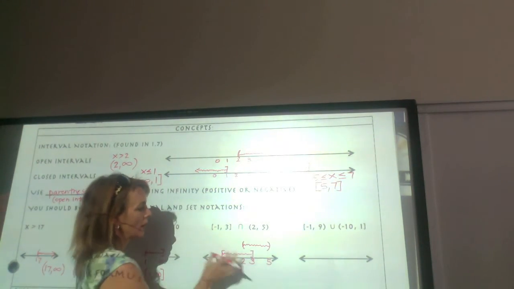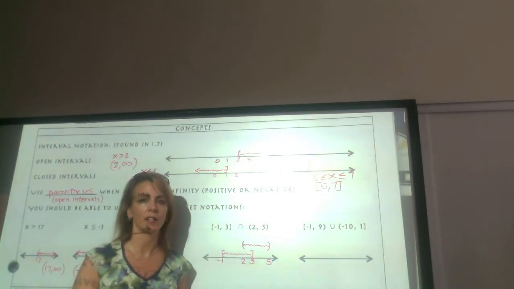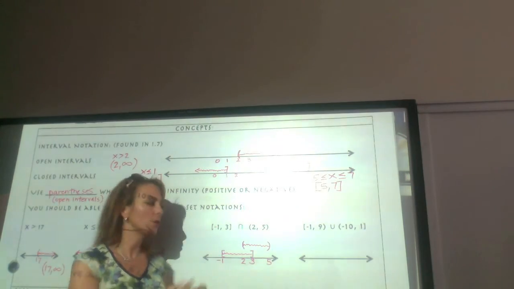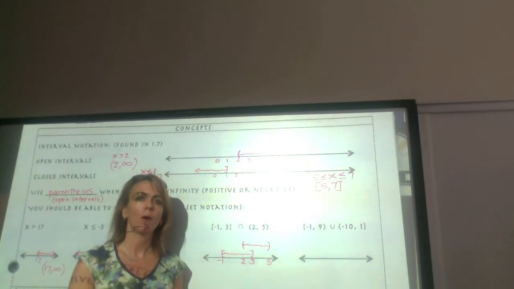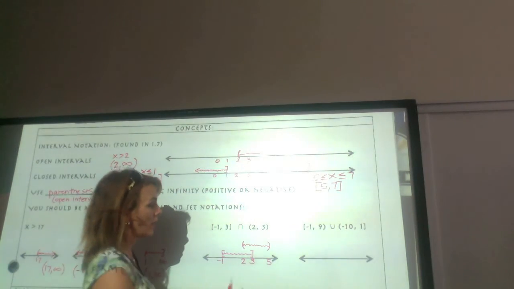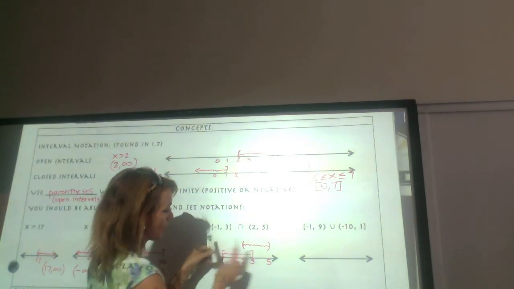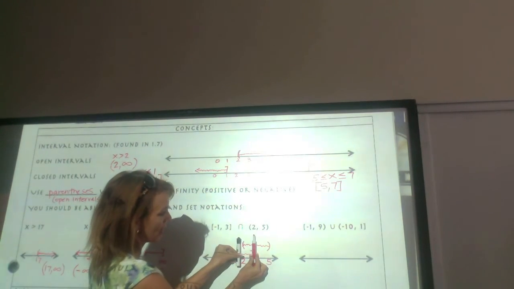Okay, so here's my first set of numbers, here's my second set of numbers, I'm looking for the intersection. Where do those graphs overlap? Where do they intersect, you could consider, right? And that would be from here to here, right? Here's where they both exist.